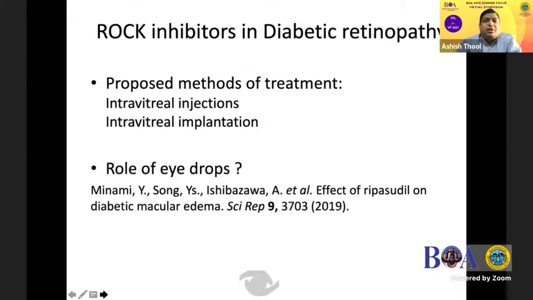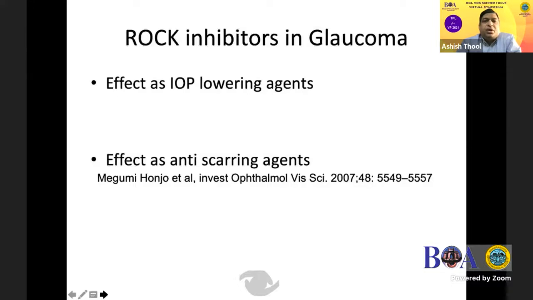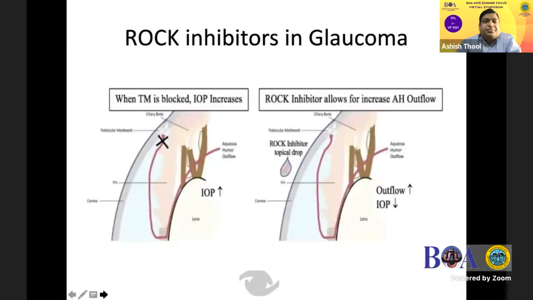So for diabetic retinopathy, is there any role of eye drops? Well, a small case series did show that there was some decrease in the central foveal thickness, but it was not associated with concurrent improvement in the visual acuity. So for glaucoma, it has established itself in various clinical studies as a good IOP lowering agent, although the lowering is quite modest. And in lab studies, it also has shown some effect as an anti-scarring agent.